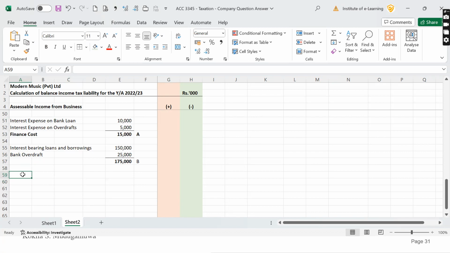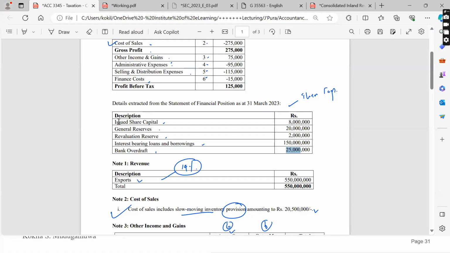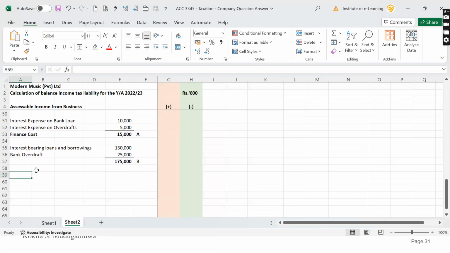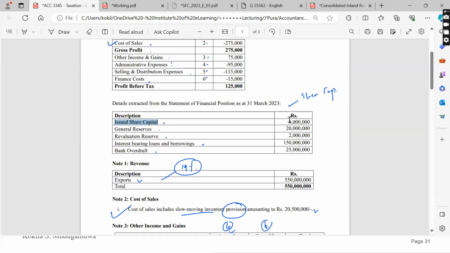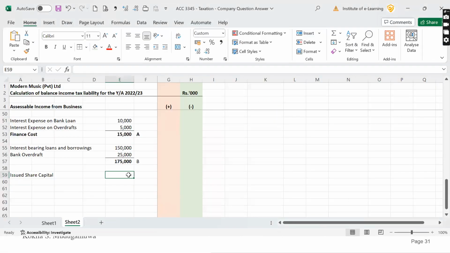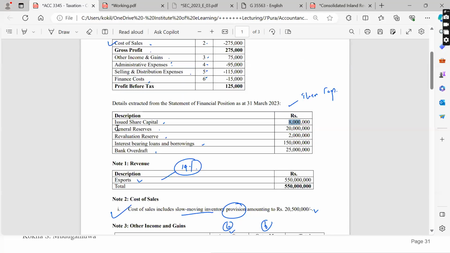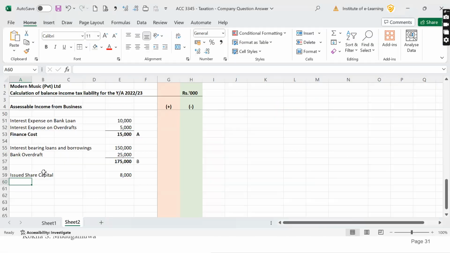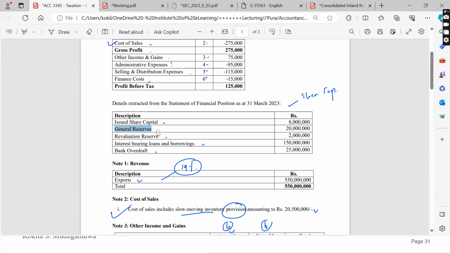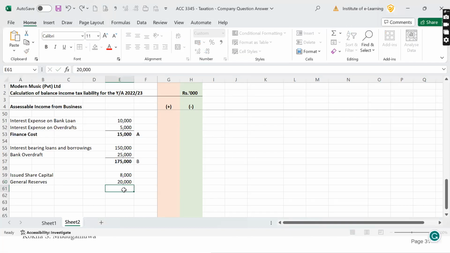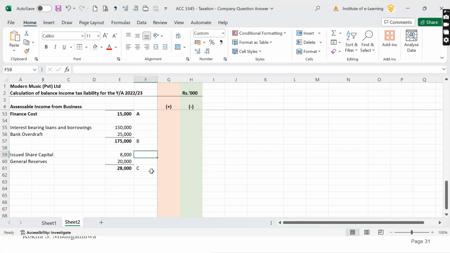Then share capital plus reserves. As per the issued share capital, how much do we have? 8,000. And general reserve, how much? 20. Can we take the revaluation reserve? No. Here the revaluation reserve is also given, but no need to consider it. Only the general reserve you have to consider. This is C.